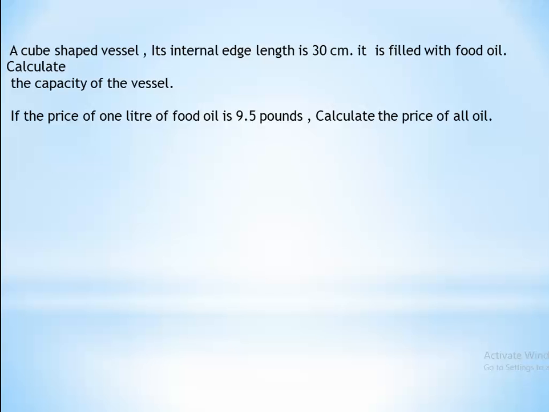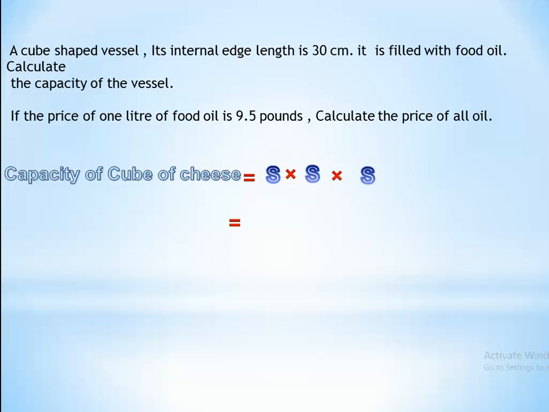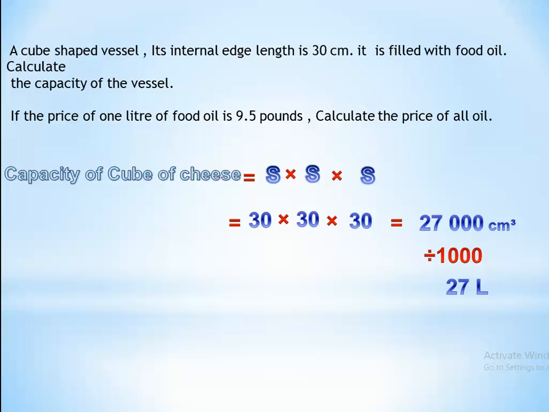First, calculate the capacity of the vessel, in the shape of a cube. So we are going to use the rule of the volume of a cube. It will be side by side by side, 30 by 30 by 30. It will be 27,000 cubic centimeters. In capacity, we must convert into liters. So to convert from cubic centimeter to liter, we divide by 1000. It will be 27 liters.